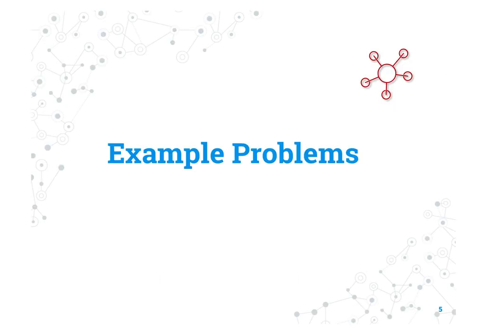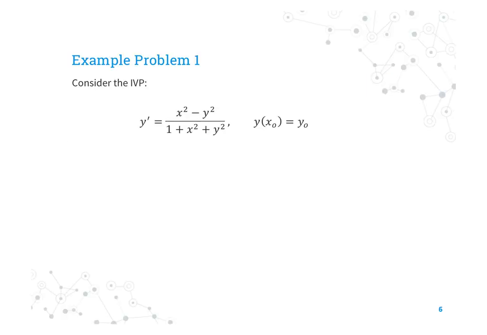Now that we've discussed how to find existence and uniqueness of a solution and how to find the partial derivative of f with respect to y, let's try a few examples. So first things first, let's look at y prime equals x squared minus y squared over 1 plus x squared plus y squared, where we have y of x naught equals y naught. So our initial condition is x naught, y naught. So the first important thing to understand is that everything on the right here is my f of x, y.